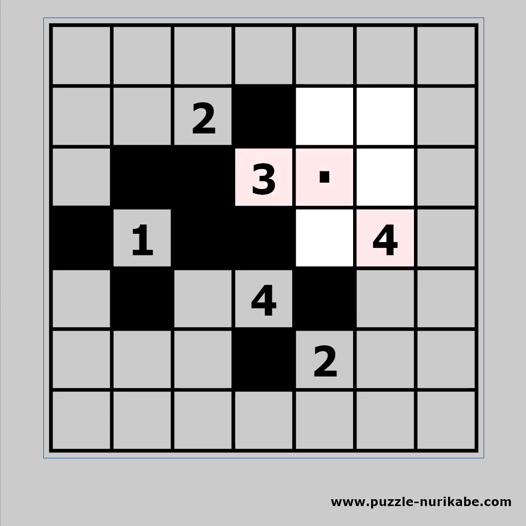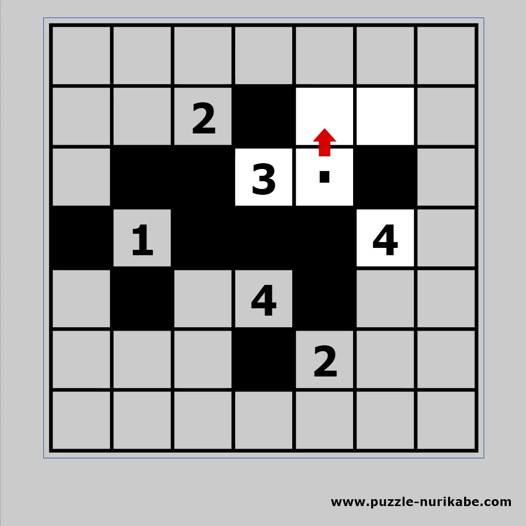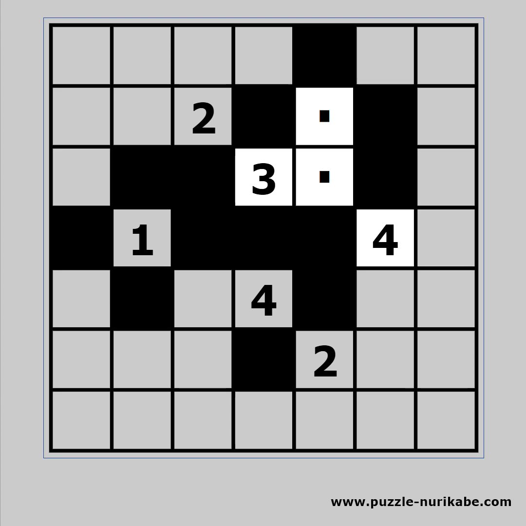Now these two islands almost touch each other. We should place black cells to separate them. The island of the 3 needs one more cell. This is the only possible direction to expand the island. When an island is completed, we can place black cells around it to separate it from any other island. We can use the expanding technique for this 4.